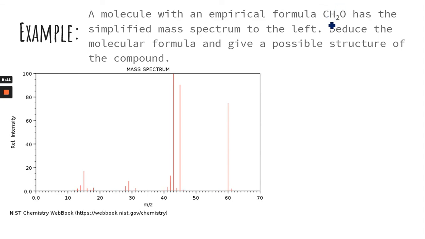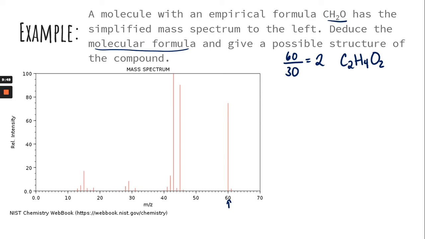So here we have a molecule, the empirical formula is CH2O, and we want to know what the molecular formula is, and then give a possible structure. So we look and see what's the mass of the parent ion. Well, the mass of the parent ion is 60. So if we do 60 divided by the mass of the empirical formula, carbon, 2 hydrogens, and oxygen, which has a mass of 30, we have a multiple of 2. So the molecular formula then is C2H4O2.